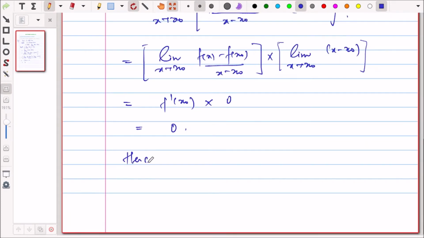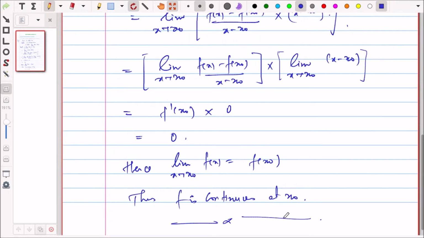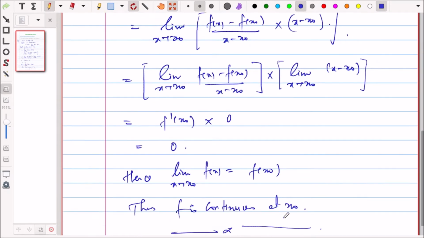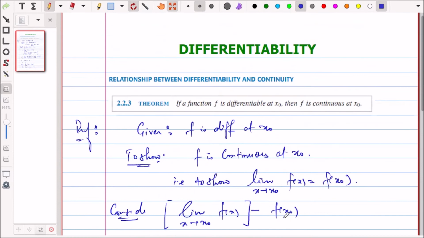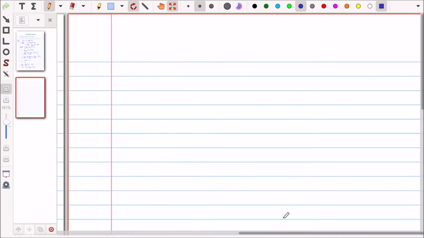Hence limit x tends to x naught, f(x) is equal to f(x naught), and this implies f is continuous at x naught. This is how you can prove it by simple manipulation. So differentiability implies continuity, but continuity need not imply differentiability. The converse is not true in general.